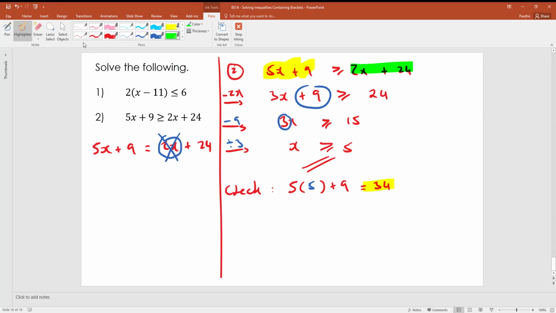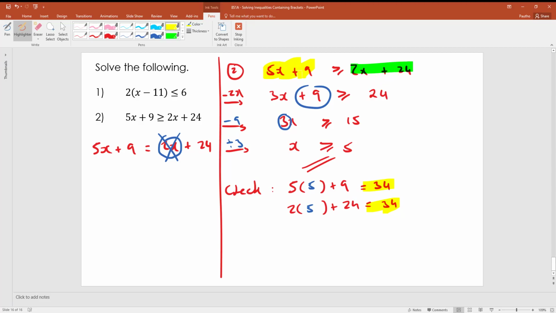The right-hand side, let's try it. 2 times x plus 9. 2 5s are 10. Sorry, not plus 9, is it? What am I doing? It's 2x plus 24. So 2 5s are 10, add 24, that's also 34. And that is just perfect, okay? Because when x is 5, the left-hand side is equal to the right-hand side.